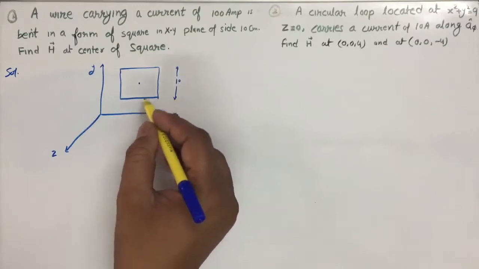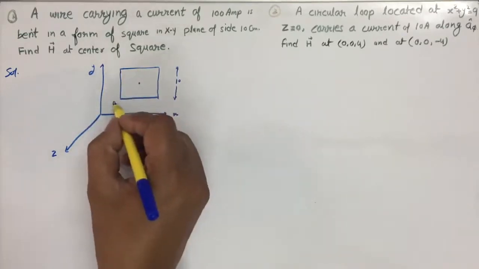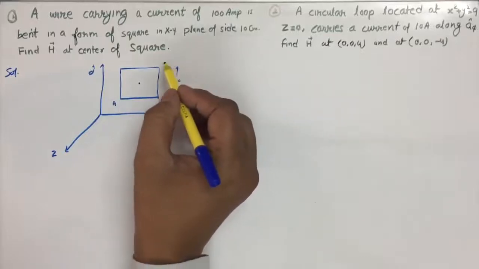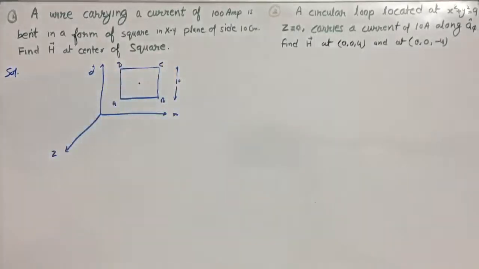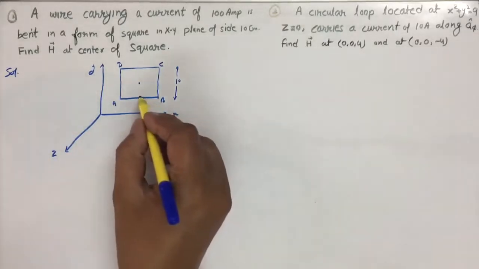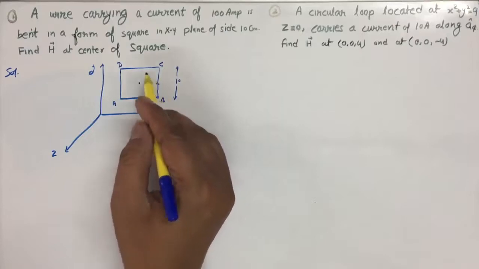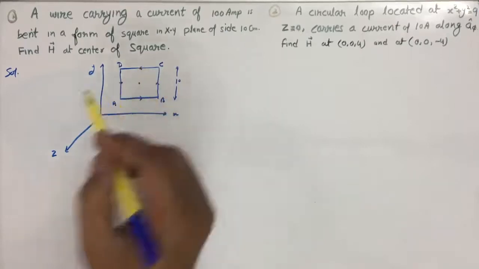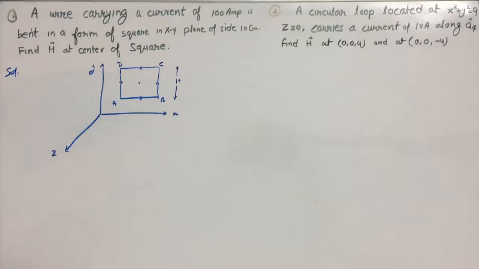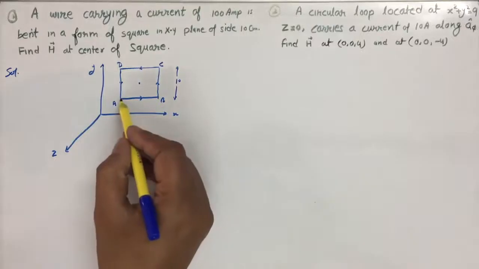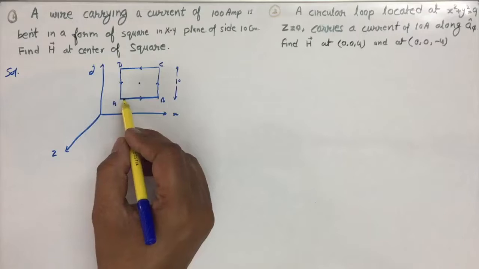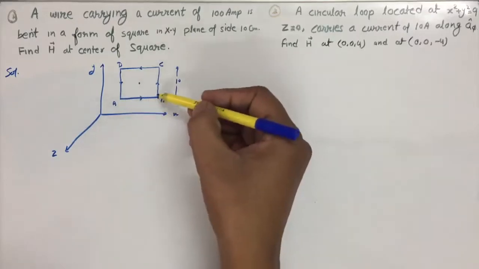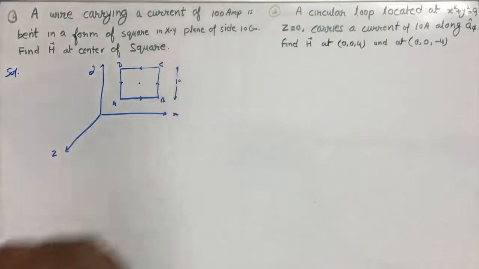So this is 10, 10, 10, 10. Name it A, B, C, D. Assume that the current is flowing in this direction, just we are assuming this. Now due to a current carrying conductor, we can assume there are four conductors: one is AB, another is BC, CD and DA.